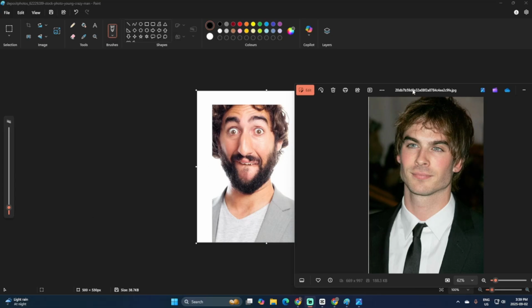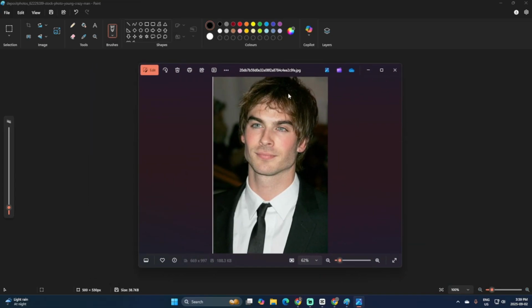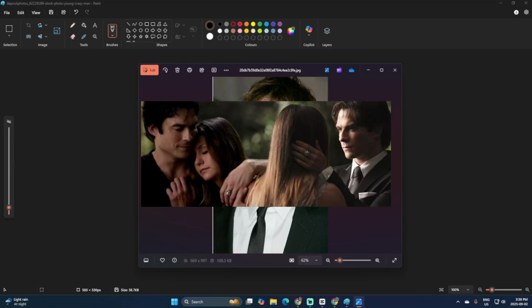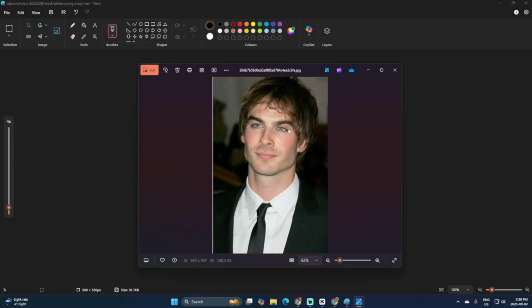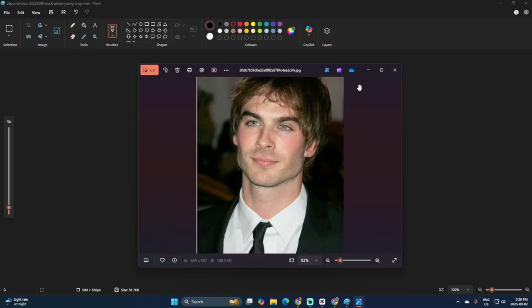So, let's analyze Ian Somerhalder. You guys probably know him from playing Damon Salvatore in The Vampire Diaries. He's a classically good-looking man. Every single girl I know has a crush on him. And we take a good look at him.